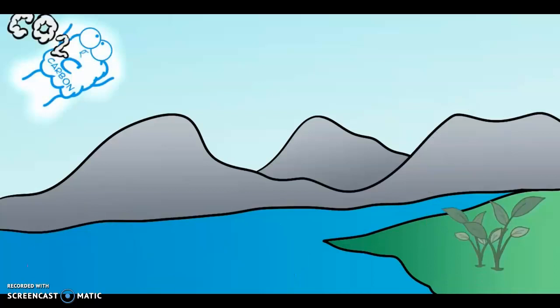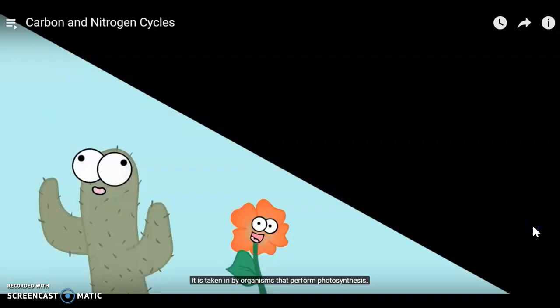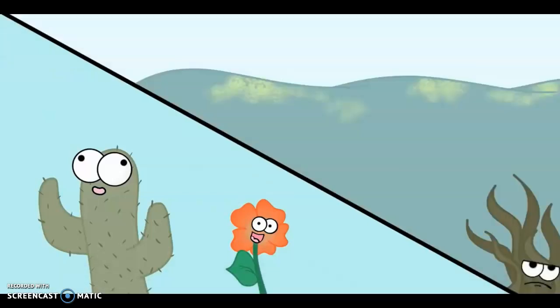Consider carbon dioxide in the atmosphere. It's taken in by organisms that perform photosynthesis. Remember, carbon dioxide is an input or a raw material, if you will, for photosynthesis. So it's super important for plants in order to make glucose. This may be plants, it could be algae in the oceans or lakes.